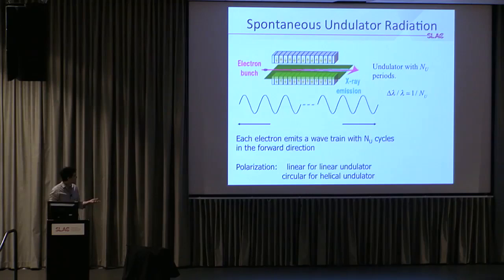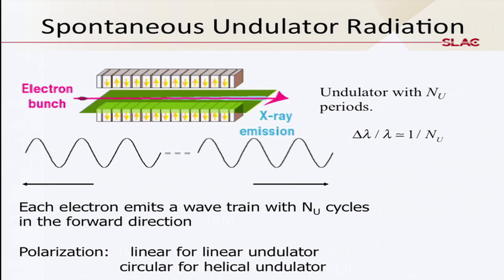So each electron emits a wave train with N_u cycles, and N_u is the number of periods in your undulator, and these are very highly relativistic electrons, so they emit mostly in the forward direction. And as far as polarization goes, it's the same polarization as your transverse velocity. So you have linear polarization for a planar undulator and circular polarization for a helical undulator. The only twist here is that the polarization gets reversed from the electron motion to the radiation, because it's essentially a reflection of your undulator polarization.